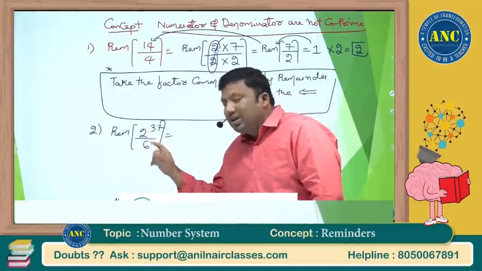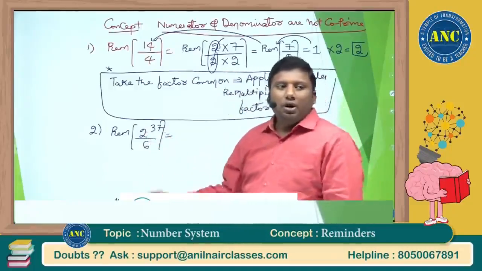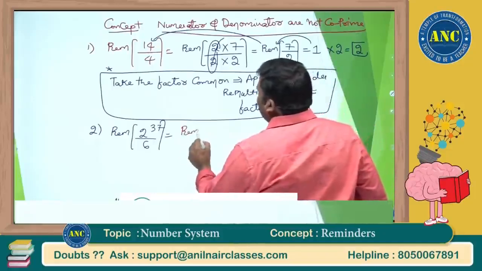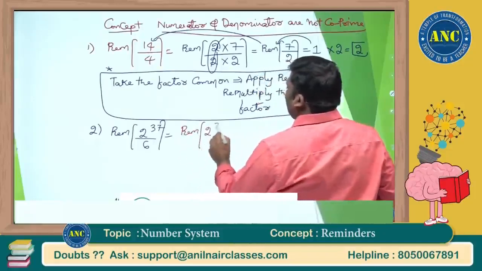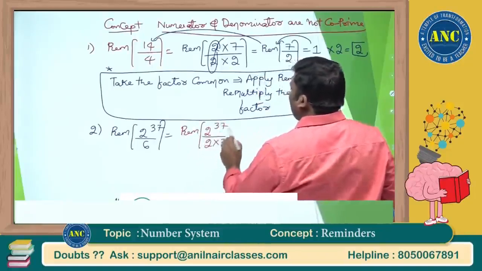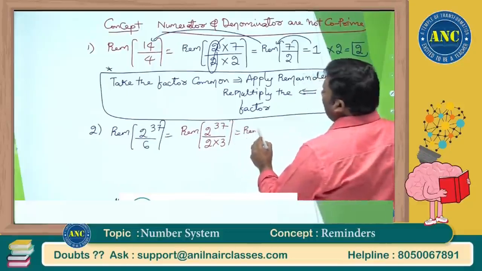Numerator, base is 2. Are 2 and 6 co-prime to each other? No. So first take the factor common. It is 2 power 37 divided by 2 into 3. So this is nothing but a remainder.